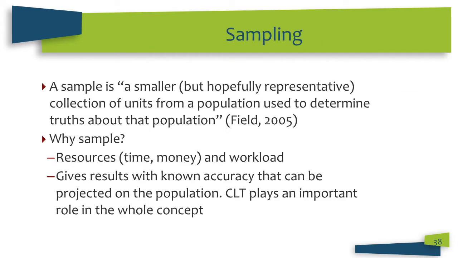Sampling is basically taking a small portion from a population, which is hopefully representative, and using it to determine the truths about the larger population. Why would you take samples? Because you do not have the resources, time, and money for calculating data about the entire population. Because we know from the central limit theorem that it may not actually be required to take the data of the entire population. Samples should be enough.